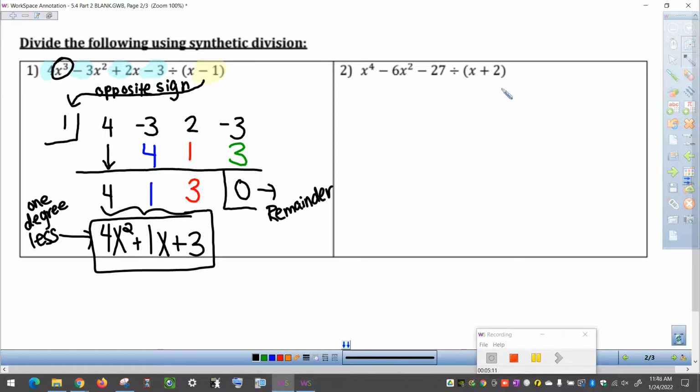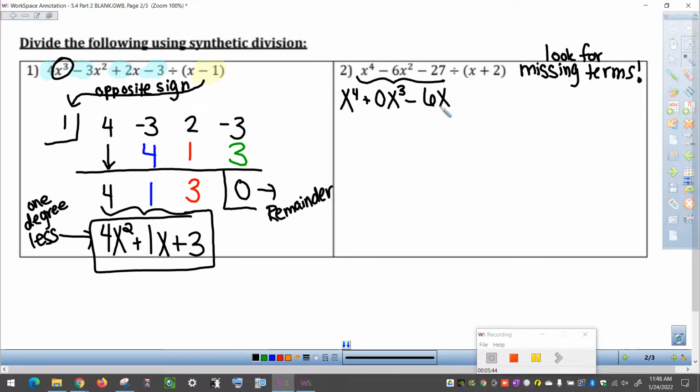Now let's try this for a new problem. One thing that we have to be on the lookout for, just as we did with long division, is if there are any missing terms. And in this case, if we take a look at this polynomial here at the start, we see that we're actually missing two terms. We're missing x to the third, so we need to think about a 0 being in that position. And we're also missing the regular x term, so we're going to put a 0 in that position as well.